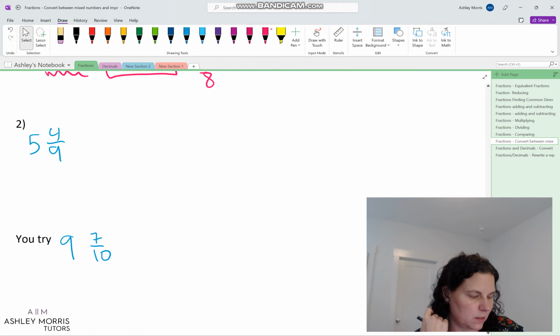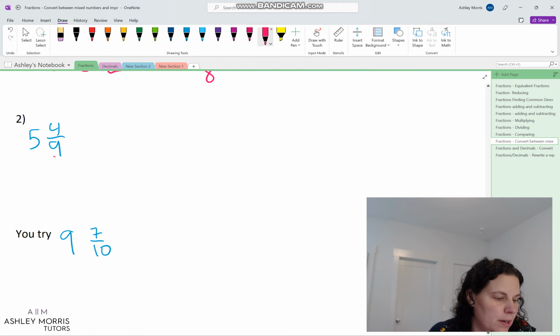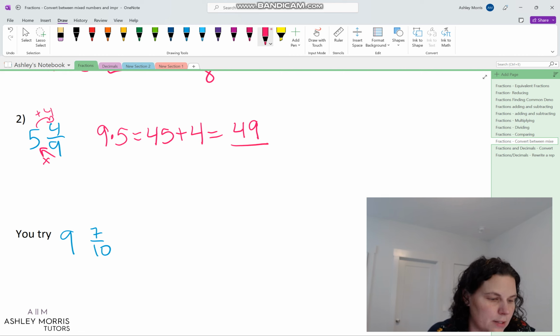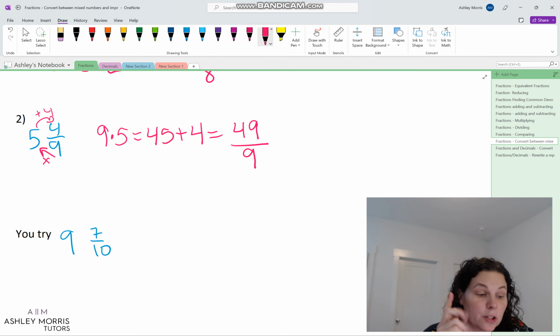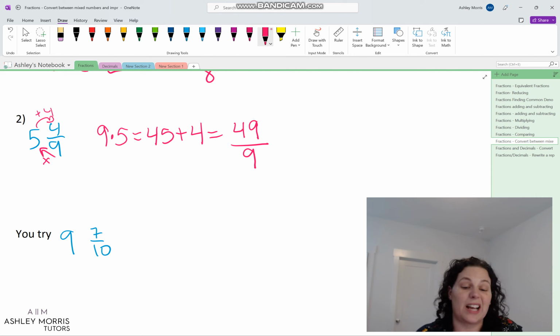All right, so 9 times 5 plus 4. 9 times 5 is 45, plus 4 is 49, and then don't forget to put it over the denominator. So pause here, you try this next one, and I'll leave number 2 on there so you can kind of use that to help you out.